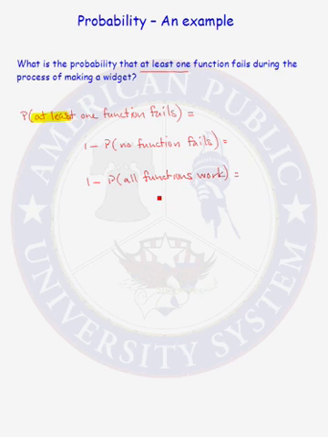And we found that probability calculation in the first part of this problem. That is 1 minus 0.797, which equals 0.203. So the probability that at least one function fails is 20.3%, and our two probability calculations are complete.